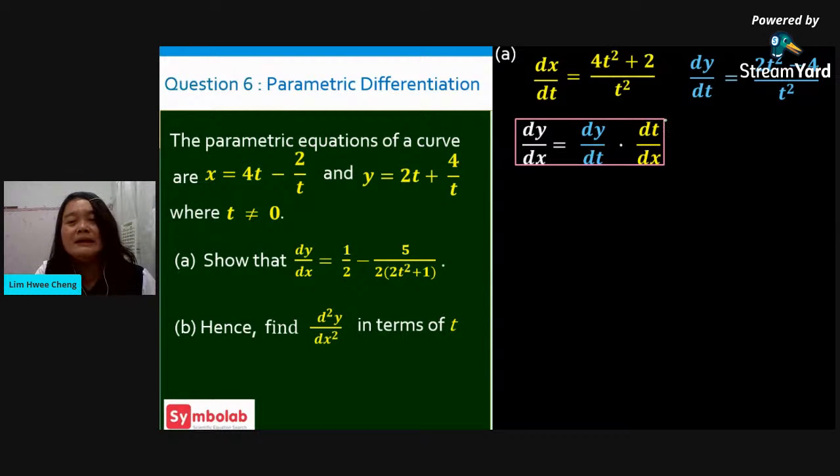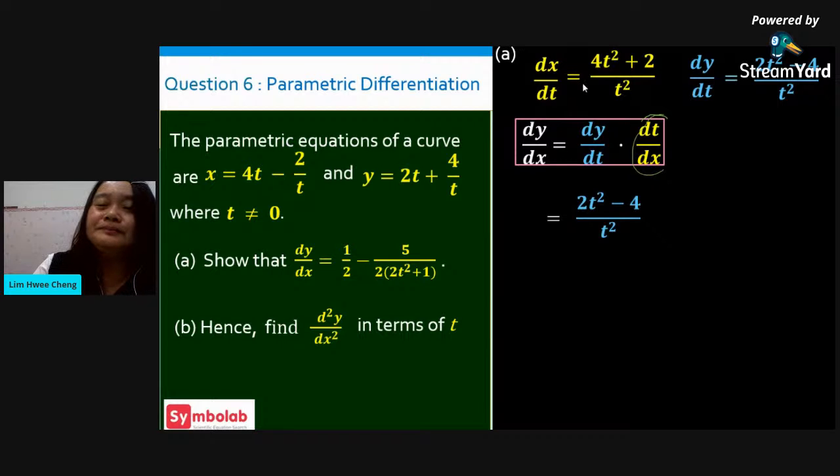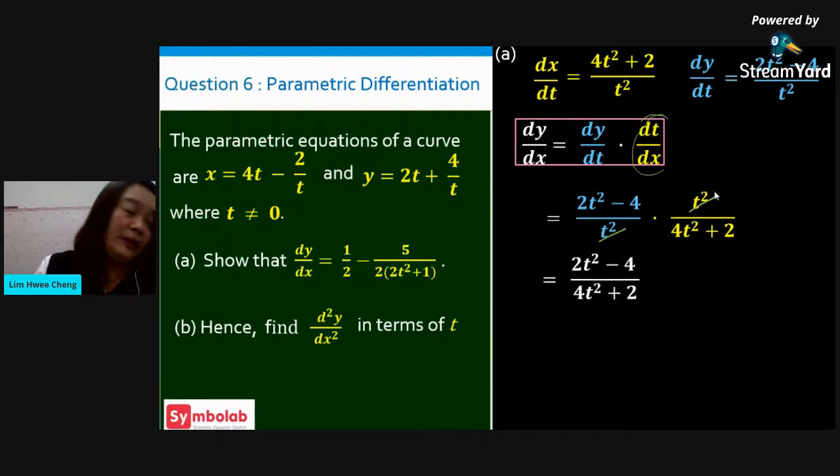This one must multiply with the dt/dx. What you got is the dx/dt, right? Okay, so you multiply. And this one you can easily simplify and you get this. Okay, the question is to show, right?